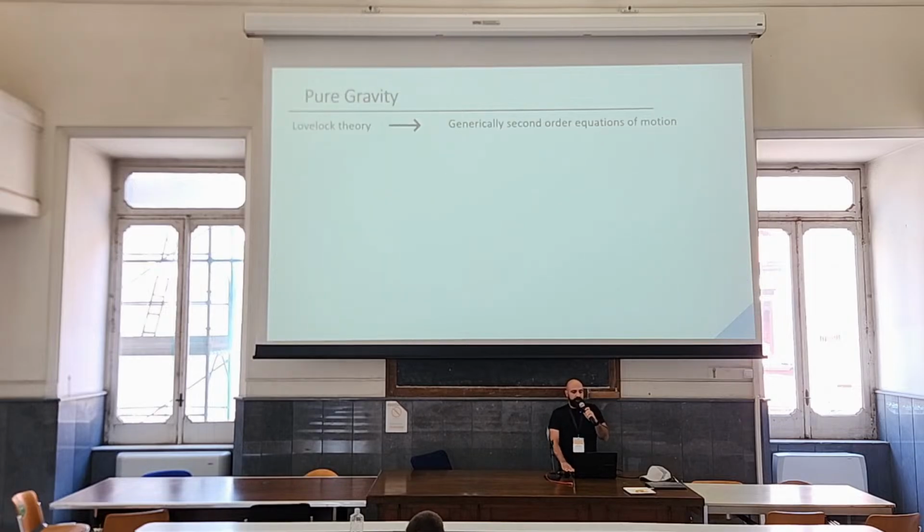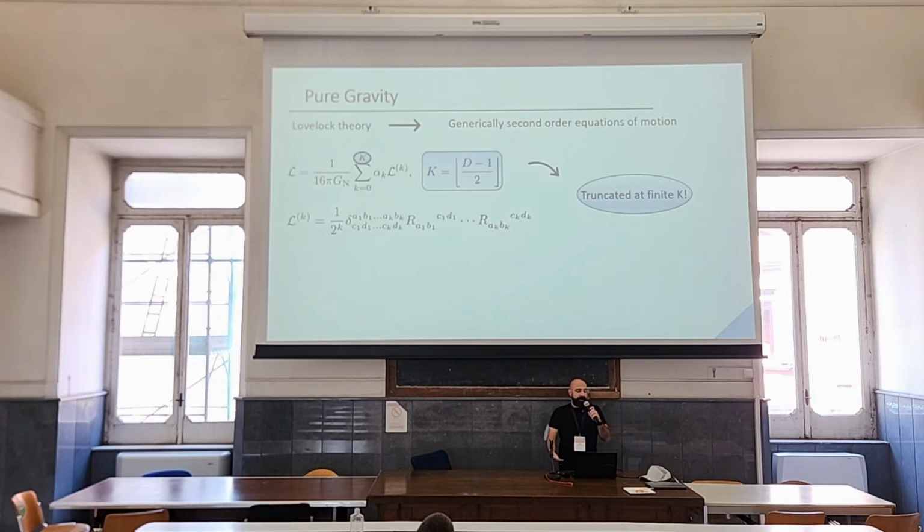In Lovelock theory, we have generically second-order equations of motion, and the Lagrangian density looks like this, where we have a series of curvature densities that are described by a combination of Riemann tensors. This sum is truncated at some finite k, which depends on the dimensionality of the spacetime. However, there has been a recent paper by Fernandez where they used an infinite sum to generate regular solutions in 4 dimensions. If you're interested in that, you should have a look at this paper.